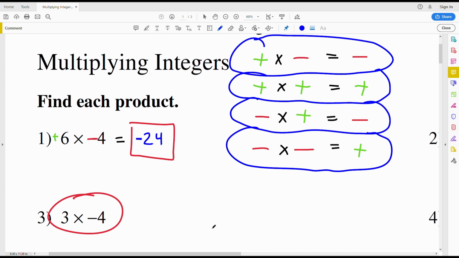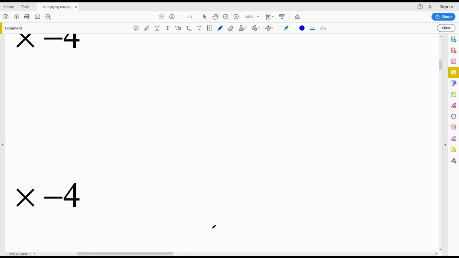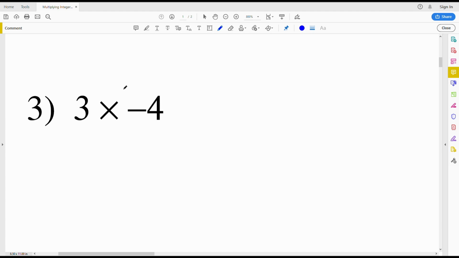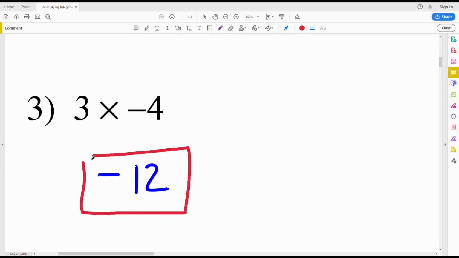Now that we've figured out the sign of a few of them, I'll go ahead and start zooming in, but refer back to the table as necessary. So 3 times negative 4 results in a negative, because we have a positive times a negative, opposite signs, so our answer is going to be negative, and 3 times 4 is 12. So negative 12 is our solution in number 3.